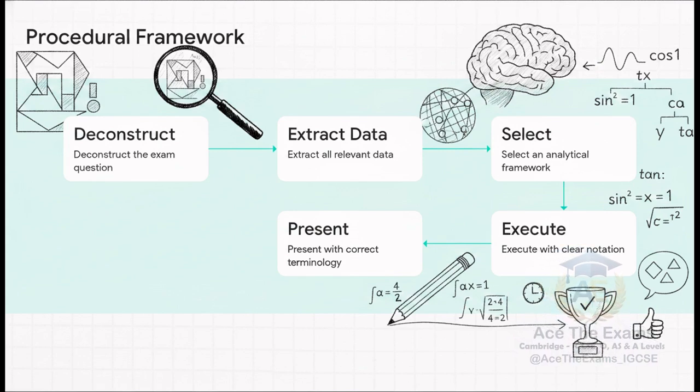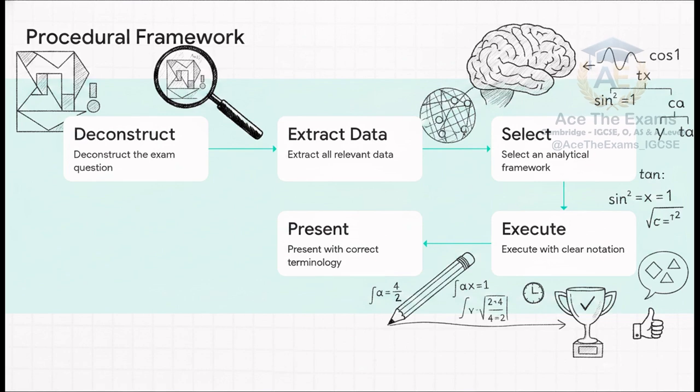Step 1, deconstruct the question. What are they actually asking you to do? Step 2, extract the relevant data. Isolate that domain and pinpoint the exact trig functions involved. Step 3, select your analytical framework. Which identities or formulas actually apply to this specific puzzle? Step 4, execute with crystal clear notation. And finally, Step 5, present your final answer using the absolutely correct terminology. Sticking rigidly to this sequence is exactly what prevents you from rushing in blind and getting totally tangled up halfway down the page.